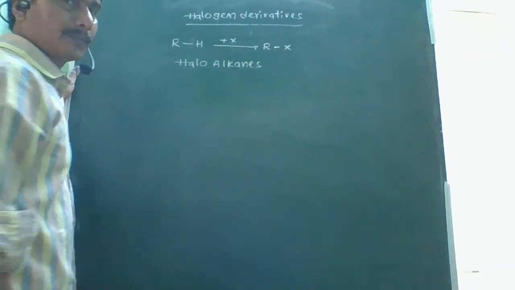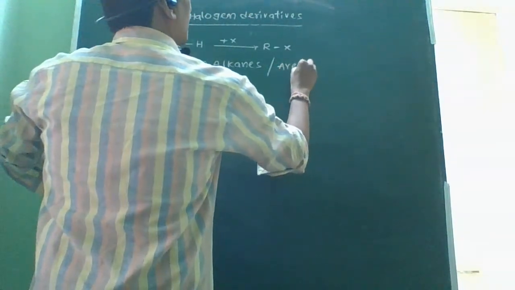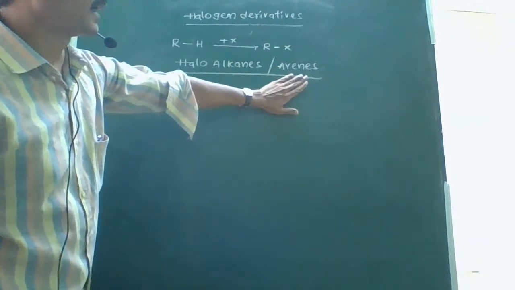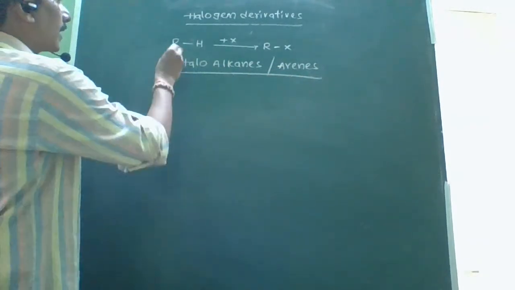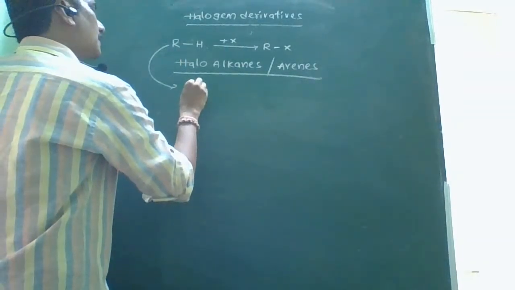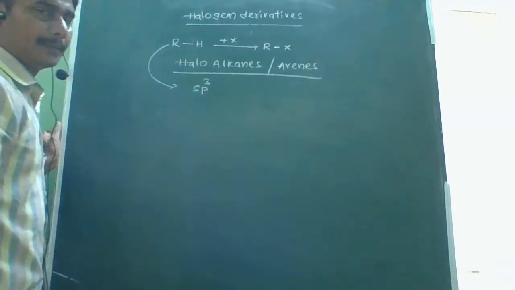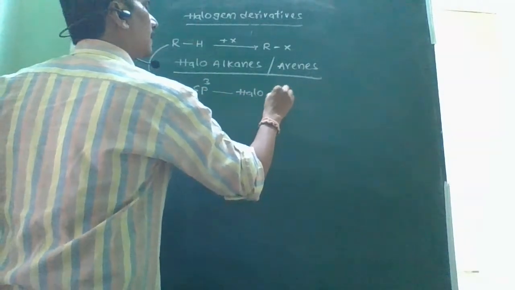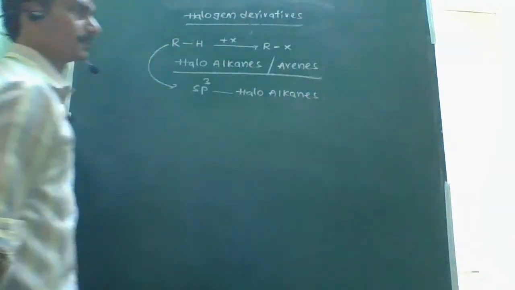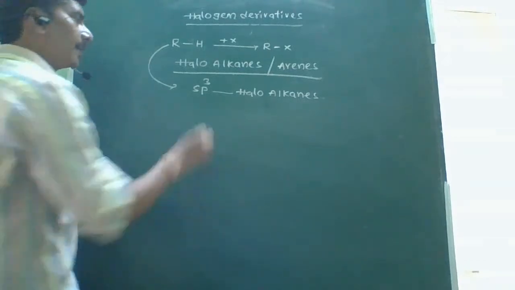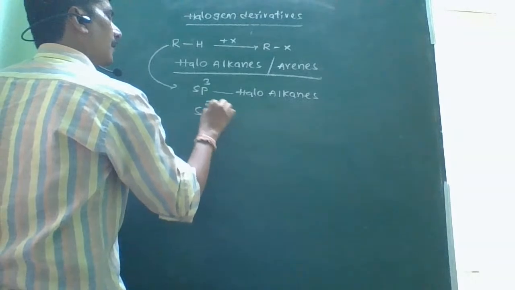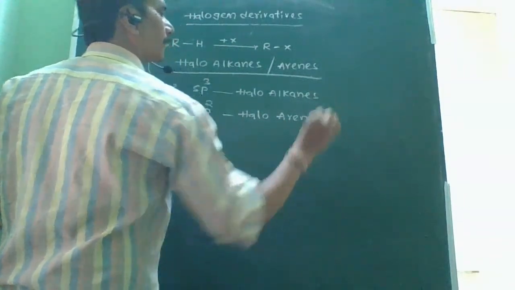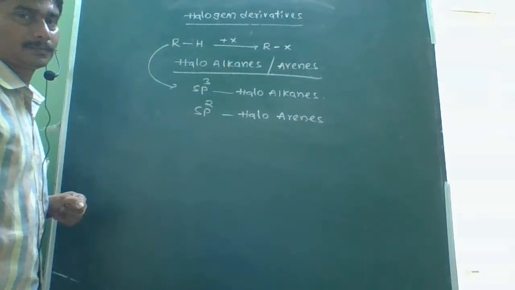Haloalkanes, haloalkanes. If the R is an sp3 carbon, then haloalkanes. If it is an sp2 carbon, haloarenes. So it depends on the hybridization.